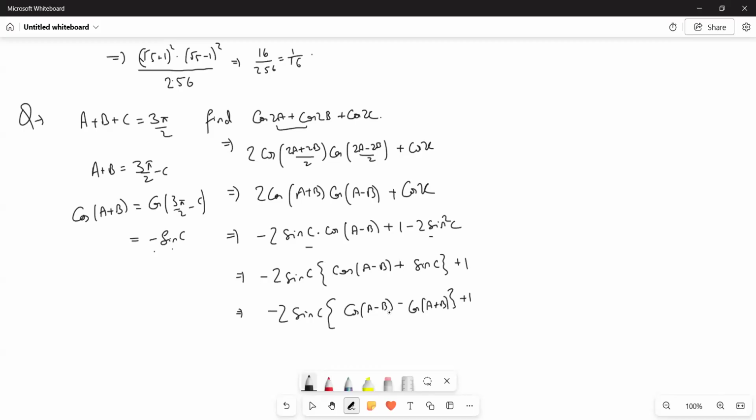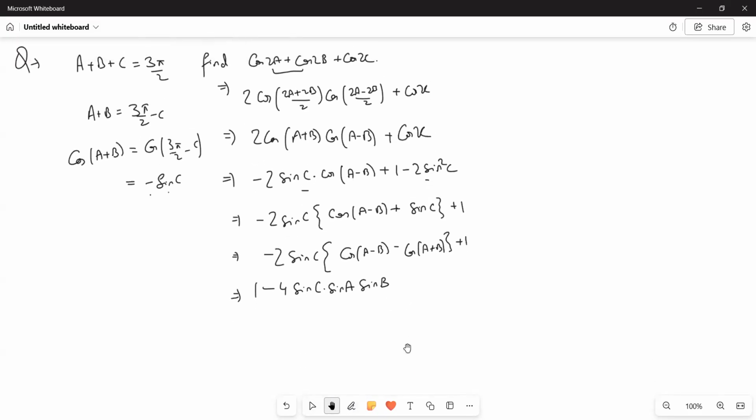So now this becomes cos of a minus b minus cos of a plus b, which is the formula for 2 sin a sin b. So 4 sin c into sin a sin b and a plus 1. So the answer for this would be 1 minus 4 sin a sin b sin c, which was option D in the sheet. Is everyone clear with this?